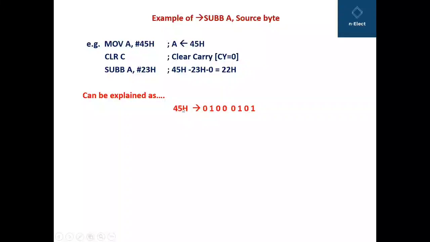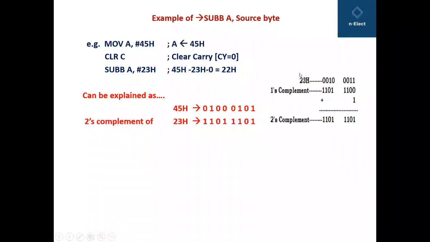Here we have shown it in numbers. 45H can be written like this in 8-bit, and 23H in 8-bit is written like this. Actually, this is the 2's complement of 23H. Why the 2's complement of 23H? Because when we are writing a negative number, we write the number in its 2's complement form. So the original number 23H is like this: 0010, that is 2, and this is 3.